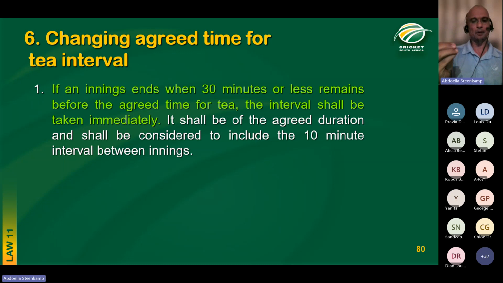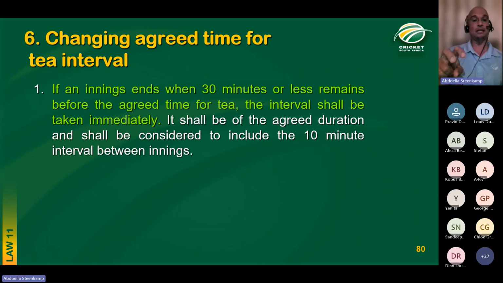So the same principle applies here as with lunch when an innings ends. That's the difference: for lunch it was 10 minutes or less if an innings ends. When it comes to the tea interval, 30 minutes or less if an innings ends, you'll take an early tea. I'll use an example to illustrate this. Let's say our tea is at 3 o'clock. At 14:35, India gets dismissed. What happens next? Law tells us, because this is 30 minutes or less before the agreed time of tea of 3 o'clock, we will take an early tea.